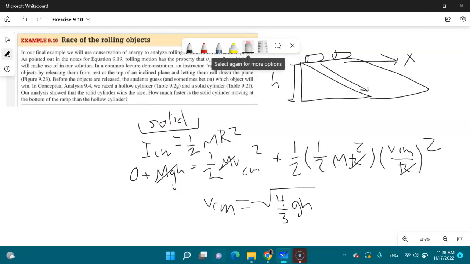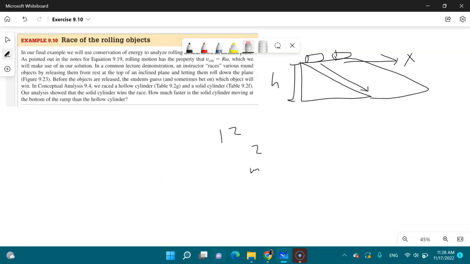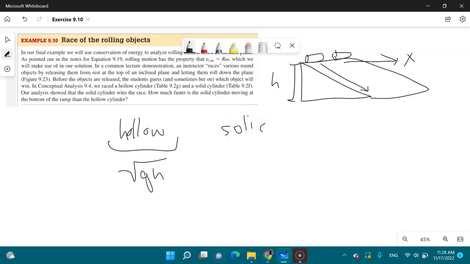Now that we have both of these values, we know that for the hollow cylinder the value was the square root of gravity times height, and for the solid cylinder the value was the square root of 4/3 times gravity times height. So in this case, the solid cylinder is faster.